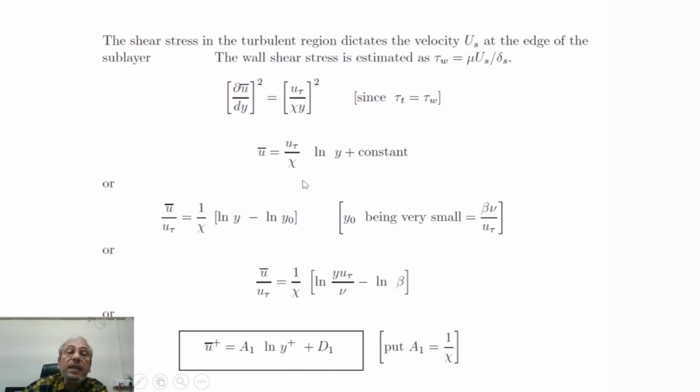And if we integrate this, we will get ū equal to u tau by chi into ln y plus a constant. Integration. We can rearrange that: ū by u tau equal to 1 by chi ln y plus a constant. This we can write as ln y minus ln y0, where this can be viewed as a constant.